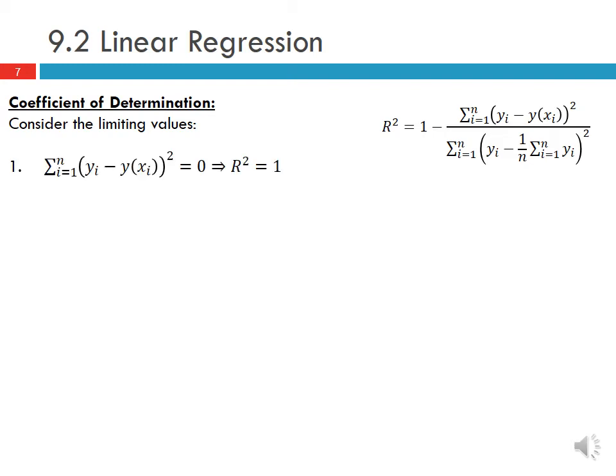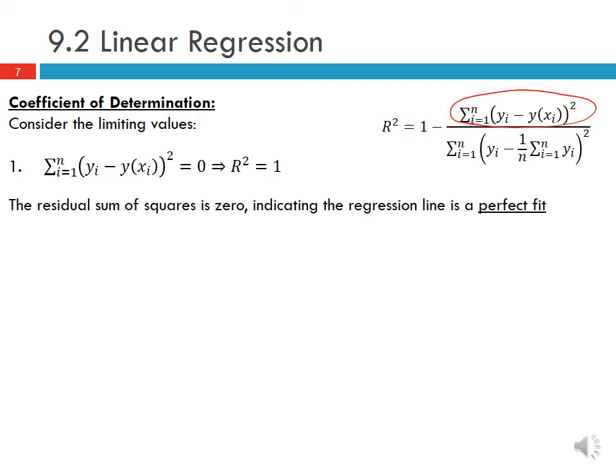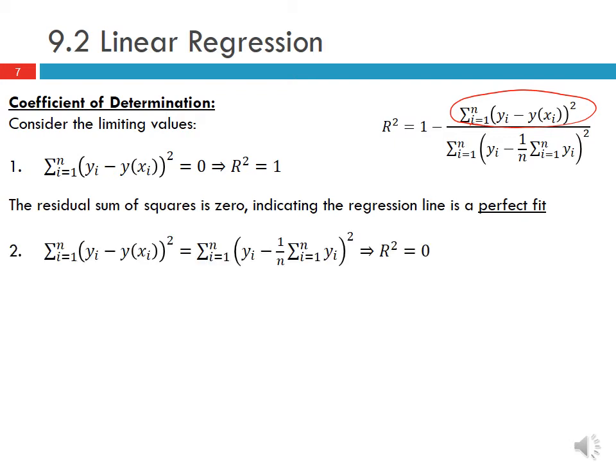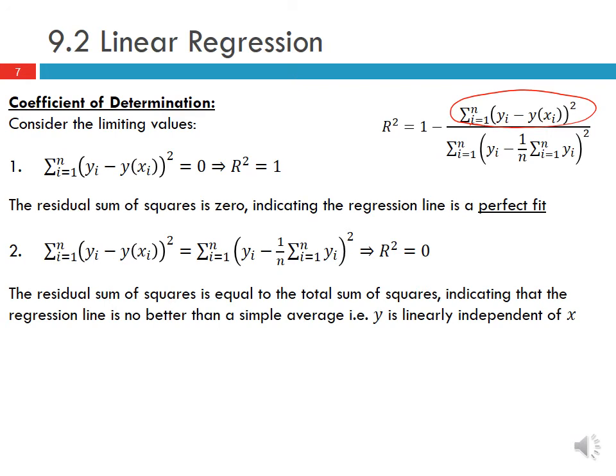So if this quantity, the residual sum of squares, is equal to 0, then that means that r squared goes to 1, which means that the residual sum of squares being 0 indicates that the regression line is a perfect fit with the data. And at the other end, if our residual sum of squares is equal to our total sum of squares, then r squared goes to 0. And this means that the regression line is no better than a simple average, or y is linearly independent of x.